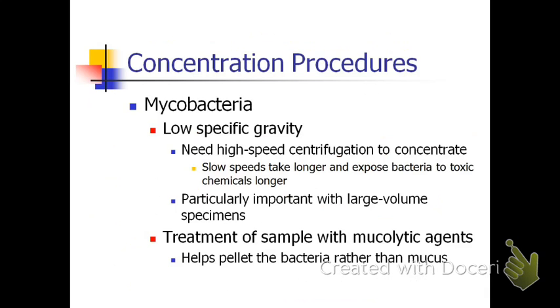Okay. So how do we concentrate the organism? After we apply this, we have to centrifuge the specimen. Now, take note. Do not centrifuge the specimen in open air. The tube that contains the specimen must be well capped. Then you cover the centrifuge and centrifuge the specimen inside a biosafety cabinet. There is a need for high-speed centrifugation to concentrate the specimen. Low speed would take longer and would expose bacteria to toxic chemicals longer. So this is particularly important with large volume specimens.